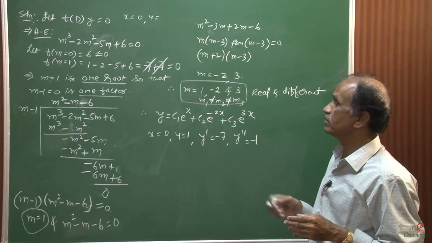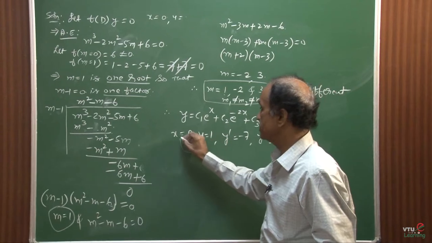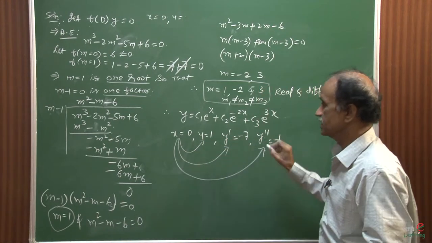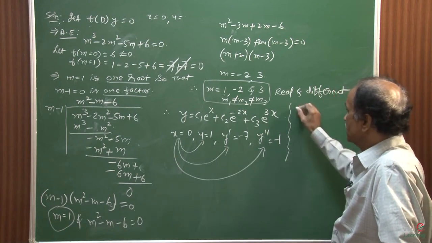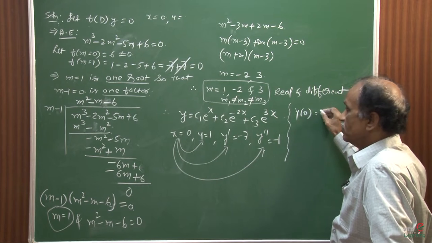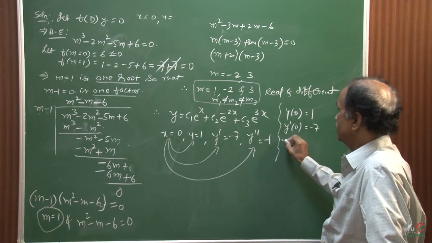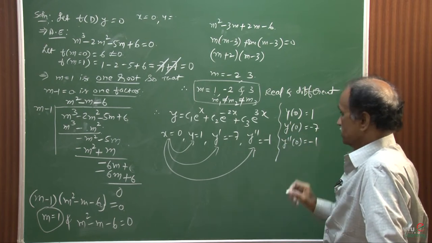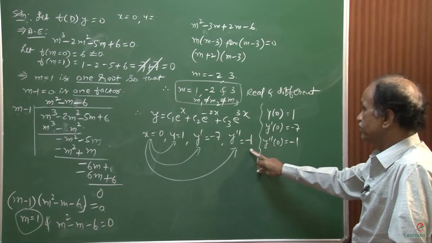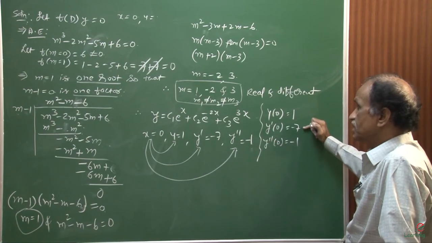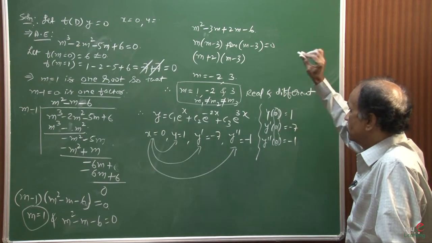This is one method of representing. Otherwise, what you can do is this: x equal to 0 is common for all 3. Because x is the independent variable and y is the dependent variable, you can write y of 0 is equal to 1, y dash of 0 is equal to minus 7, and y double dash of 0 is equal to minus 1. There are 3. First one is 1, second is minus 7 and third is minus 1. All of them are at the same point, that is x equal to 0.